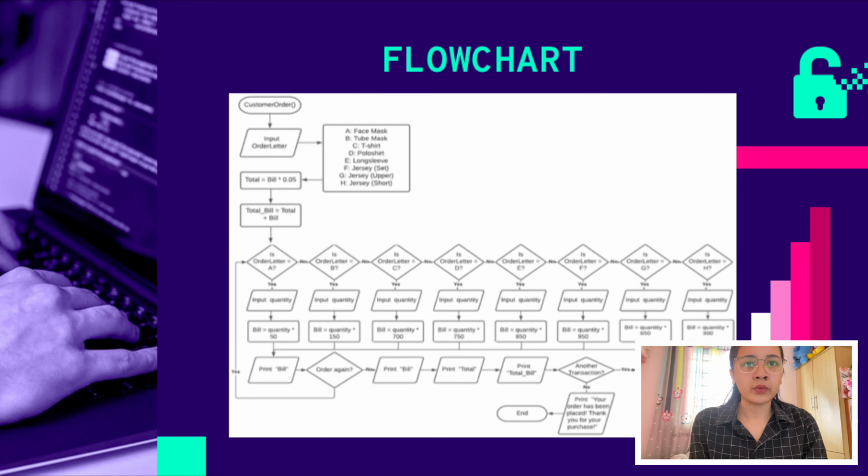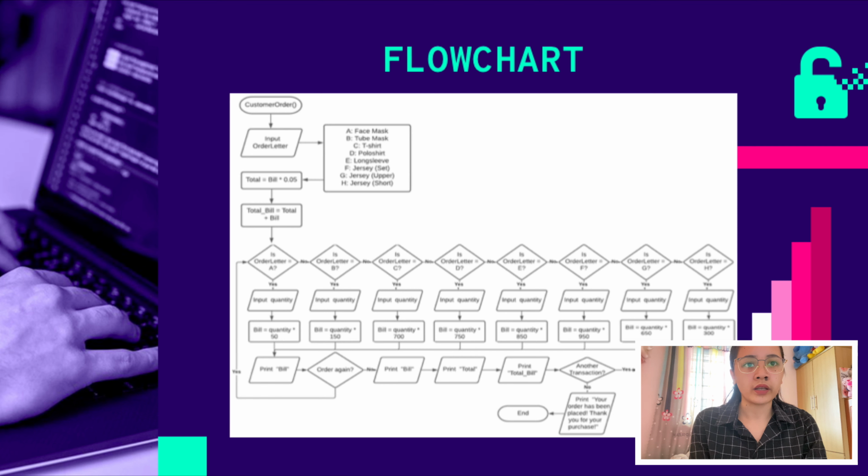After that, the bill will be presented based on the order letter, quantity, and prices. Then the customer will decide if she or he will order again. If yes, she or he will choose again the order letter and input the quantity that she wants. And if no, the bill will be print and the total will also be print, which it is bill times 0.05. Next, the total bill will be also print, which it is total plus bill.